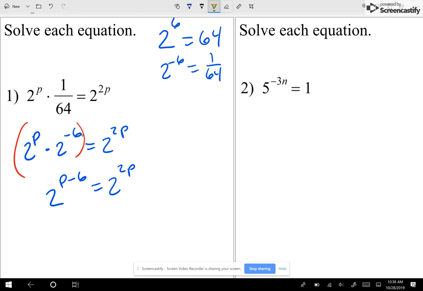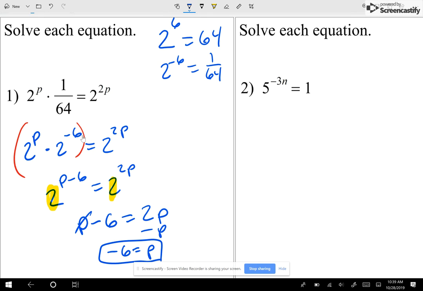Now that I have the same base, and I only have one term on each side, let me ignore the bases and let me just go p minus 6 is equal to 2p. The rest, just solve it as simple algebra. Let me subtract the p from each side. I get that negative 6 is equal to 1p. Done. Looking at question number 2, I have 5 to the negative 3n.